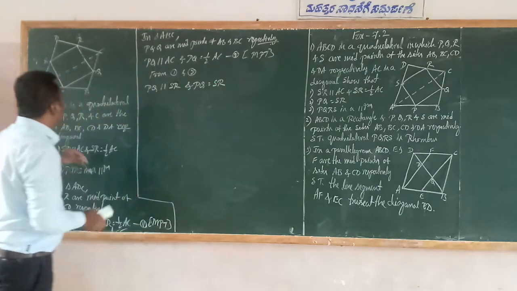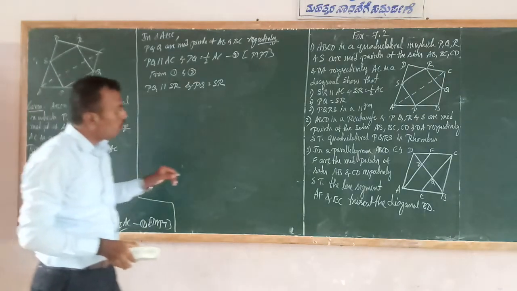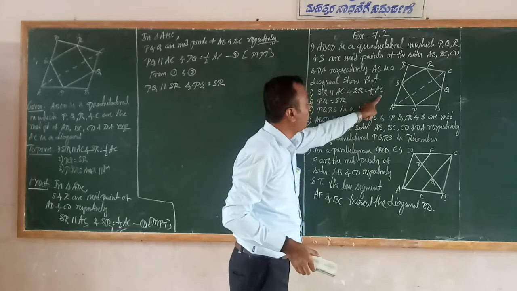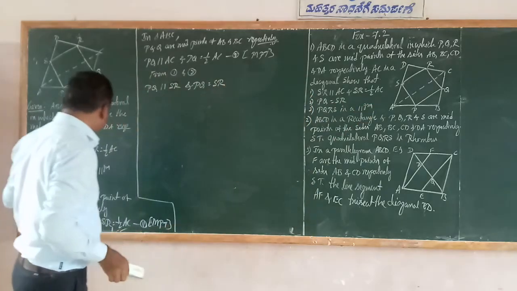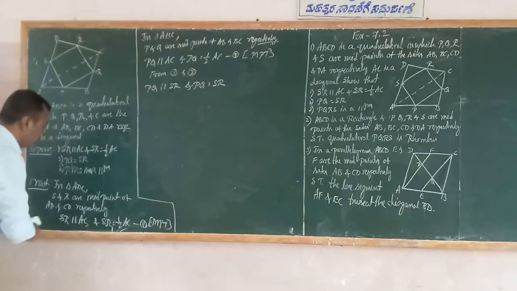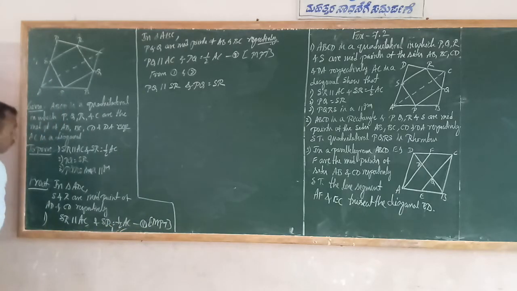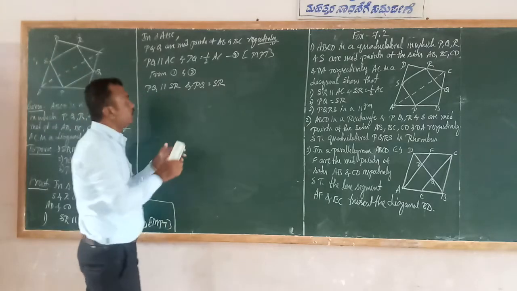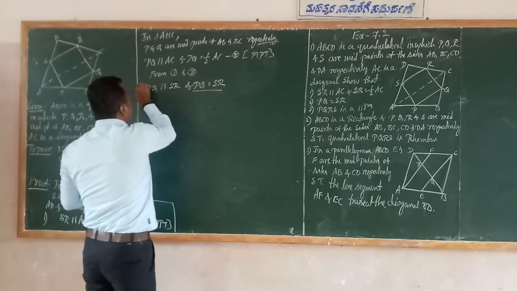See students, the first one, what we have to write? SR is parallel to AC and SR is equal to half of AC. So, I will put that: SR is parallel to AC and SR is equal to half of AC, first point is over. Right? Second point, see, PQ is equal to SR. The second point is PQ is equal to SR. That's why the second point is also over.